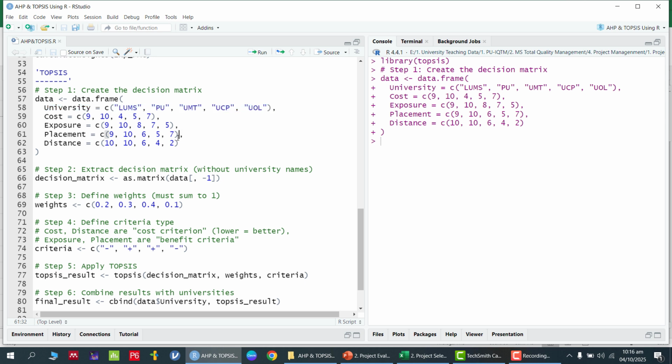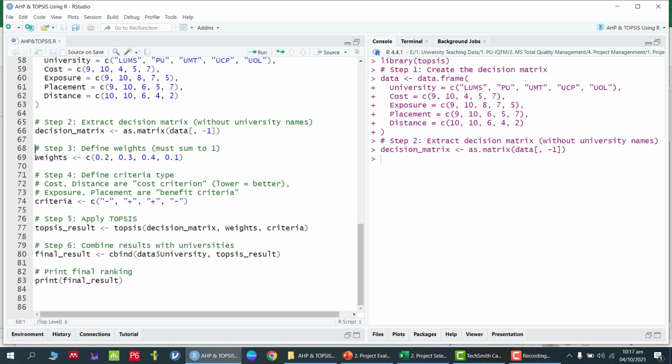So that's why I am going to remove this university from this data frame and convert these criterion values into matrix form. So how can we do that? First of all, I am saying data, that is the variable in which we have the data frame. Then we are going to use this command, bracket comma minus one. It is going to remove the first column. Okay, and then we are saying as.matrix, which means convert this data into matrix form. And after converting it, I am storing it in the variable decision_matrix.